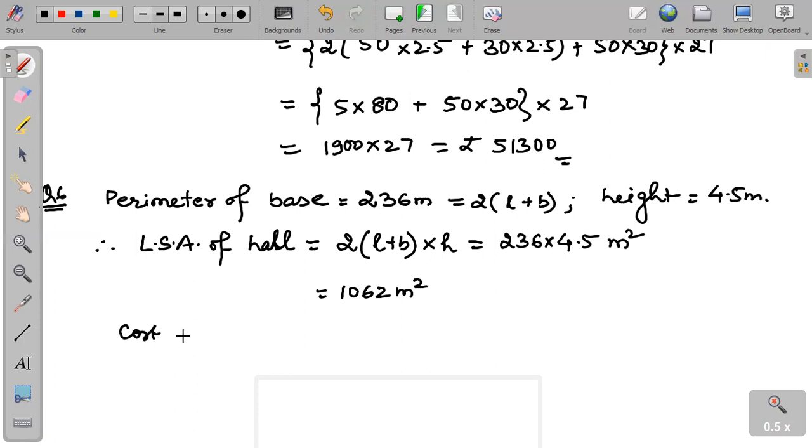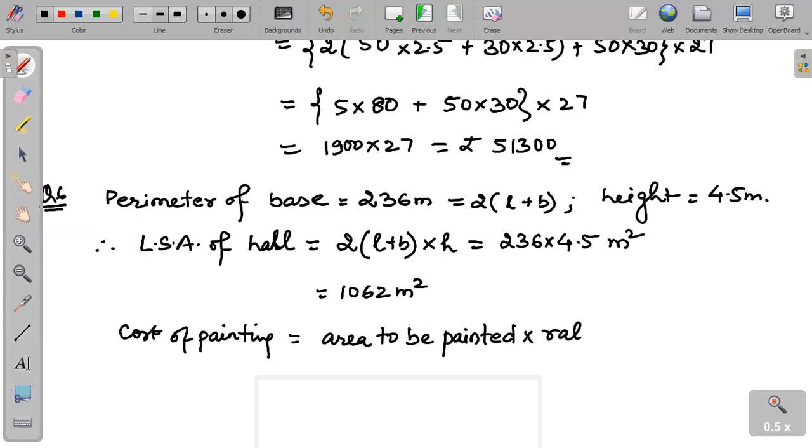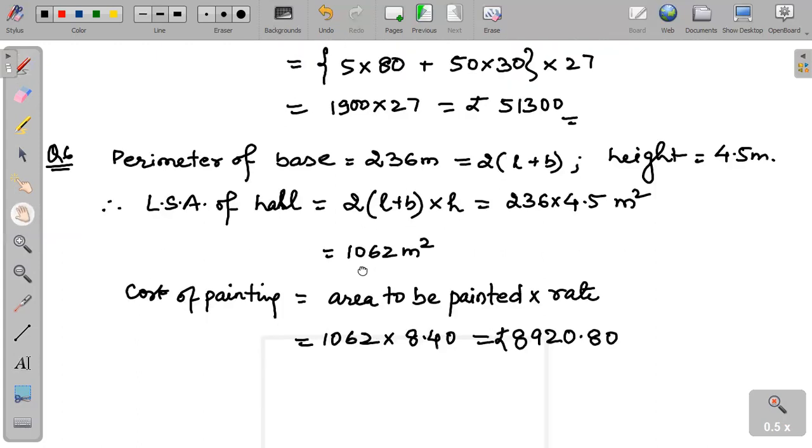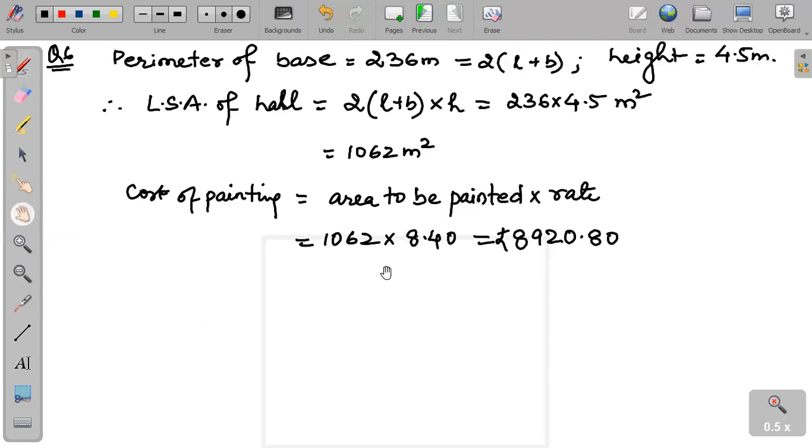Cost of painting is the area to be painted into rate, that is 1062 into 8.40. Multiplying gives 8920.80. 8920.80. Very good. She is saying it right. Next question.